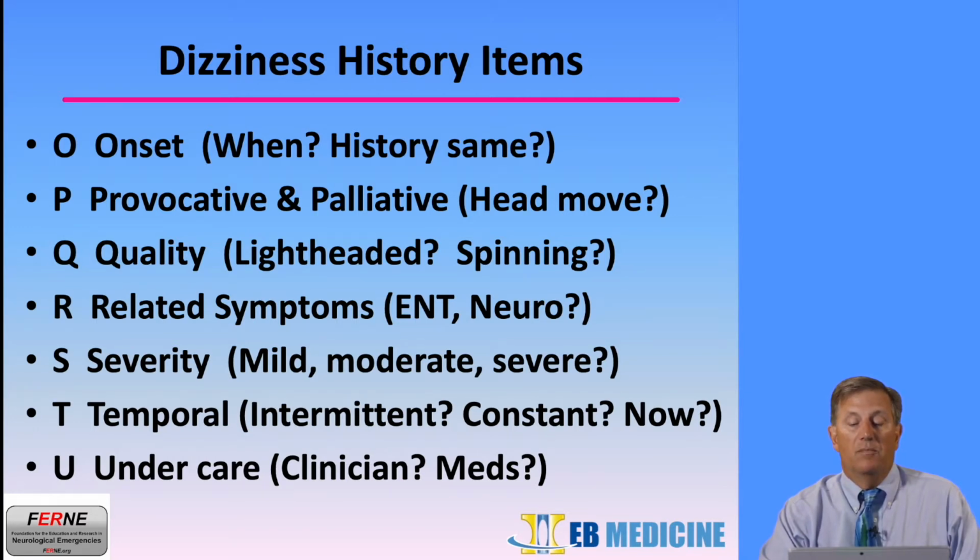R, related symptoms. Are there ENT infection symptoms? Are there neurological stroke type symptoms? S, severity. Is it in general mild, moderate, or severe? T, temporal, and this is very important. Is it intermittent? Is it constant? And has it been constant for several hours and is now present in the emergency department? And U, are they under the care of a clinician? Do they take meds specifically for this dizziness?